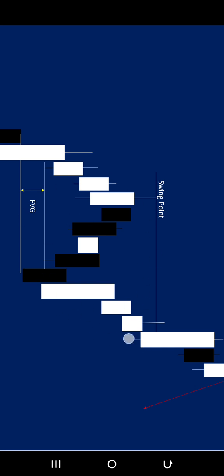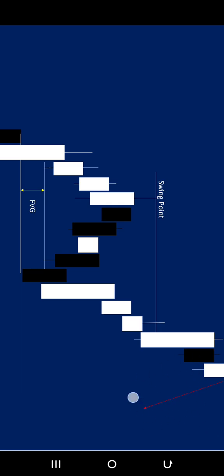So the moment price broke through this swing point, we will now wait for another area in price, an area of the market, and that area, this area, fair value has not been offered yet because price has not retraced down to move up. So this fair value has not been offered yet.